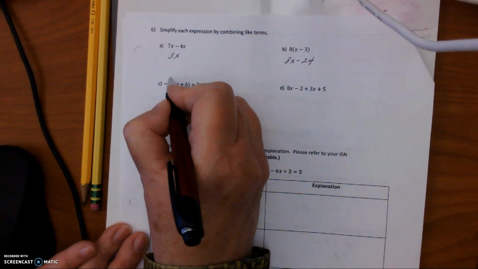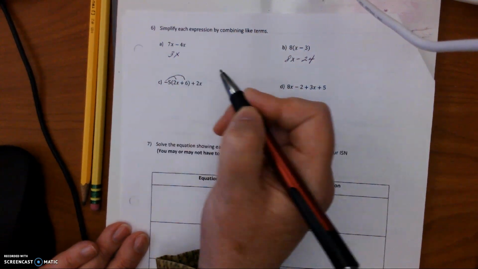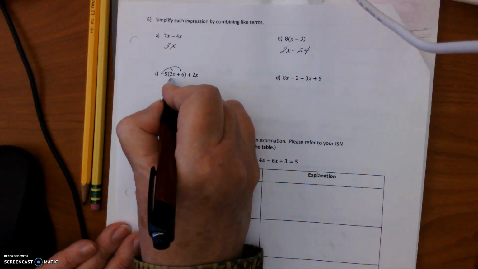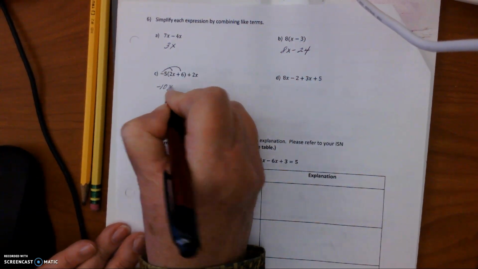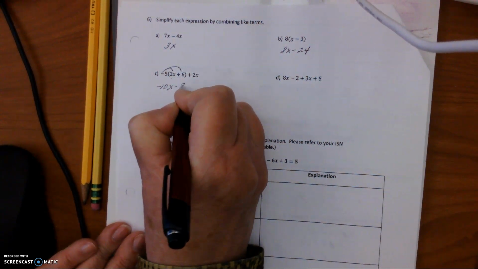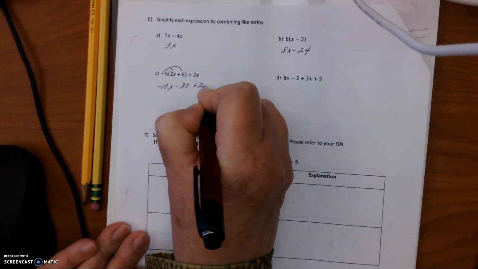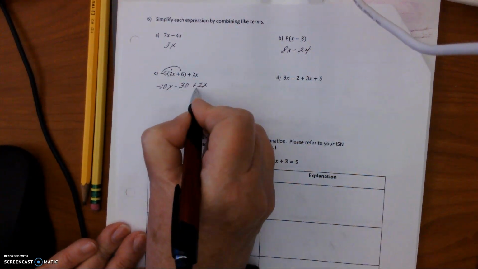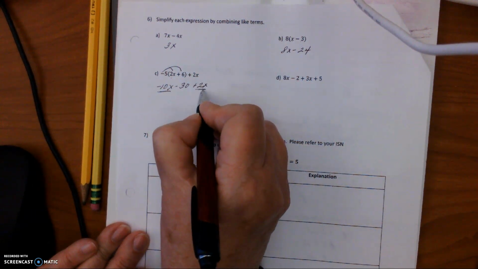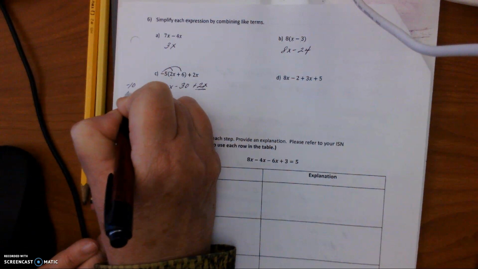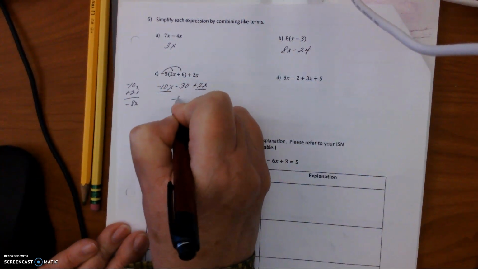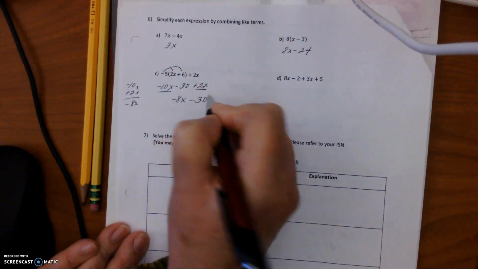Okay, so then we're going to do this one, and I like to make the arrows because it makes me know what to do. So negative 5 times 2 is negative 10x. Negative 5 times 6 is negative 30 plus 2x. So now what we're going to do is we see 2x here and 2x here. So negative 10x plus 2x is negative 8x. So it's negative 8x minus 30.